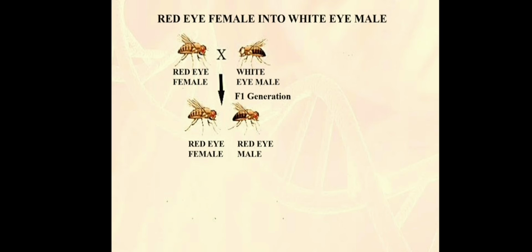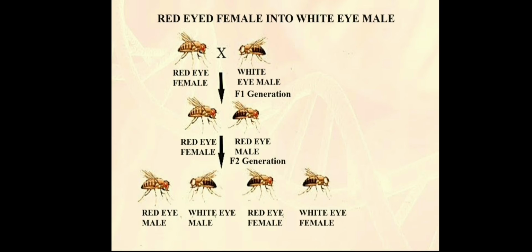Red-eyed female into white-eyed male. When a wild red-eyed female Drosophila is crossed with a mutant white-eyed male, all the F1 individuals in both males and females have red eyes. When the red-eyed male and red-eyed female of the F1 were intercrossed, in the F2 generation, all the female flies were found to be red-eyed. Among the males, 50% had red eyes and another 50% had white eyes.